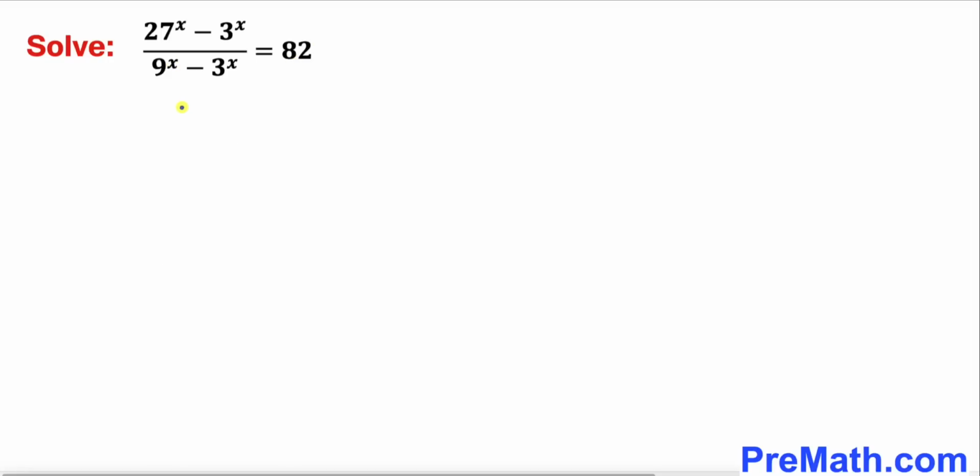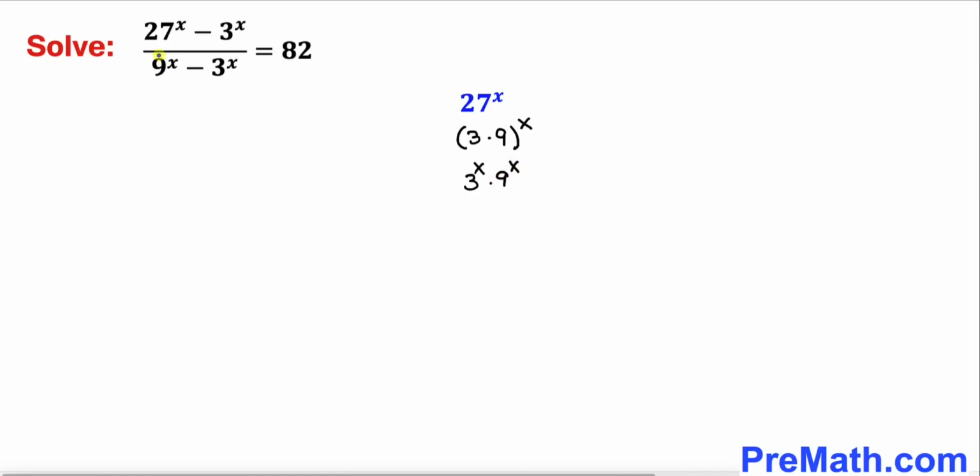So let's go ahead and get started with the solution. Before we solve this given equation, we are going to manipulate this part over here. 27^x, and now this 27 could be written as 3 times 9. So I can write (3 × 9)^x, and this could also be written as 3^x times 9^x.